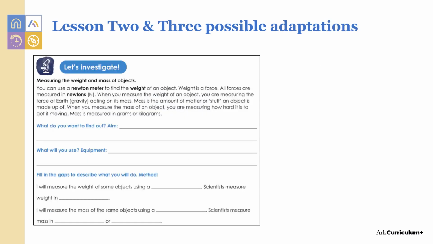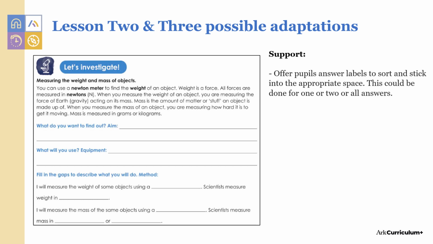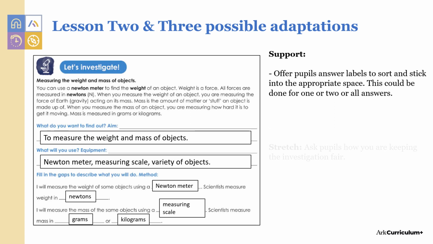In this activity, pupils are asked to investigate the weight and mass of objects and write up their investigation before and after conducting it. To support pupils, you could offer answer labels to sort and stick into the appropriate space. This could be done for one or two or all answers. And to stretch pupils, you could ask how they are keeping the investigation fair.